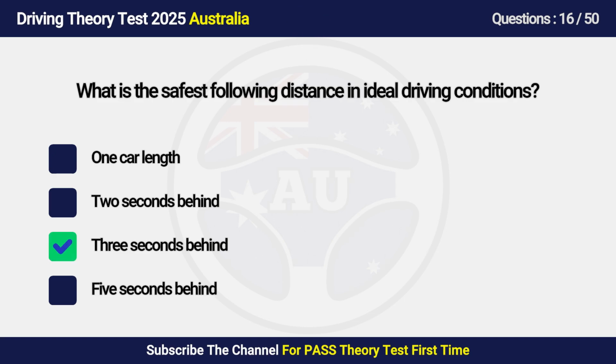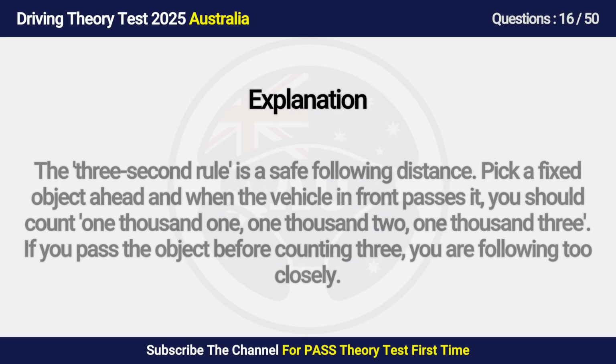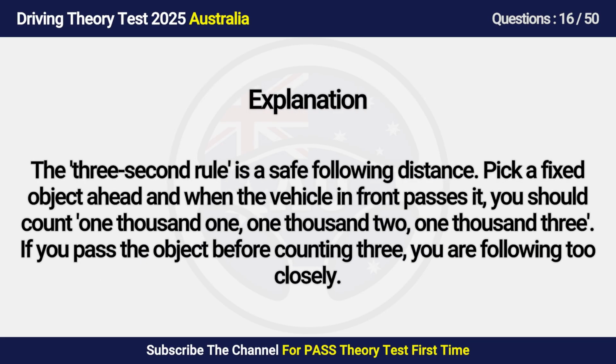Answer is C. 3 seconds behind. The rule is a safe following distance. Pick a fixed object ahead, and when the vehicle in front passes it, you should count 1001, 1002, 1003. If you pass the object before counting 3, you are following too closely.